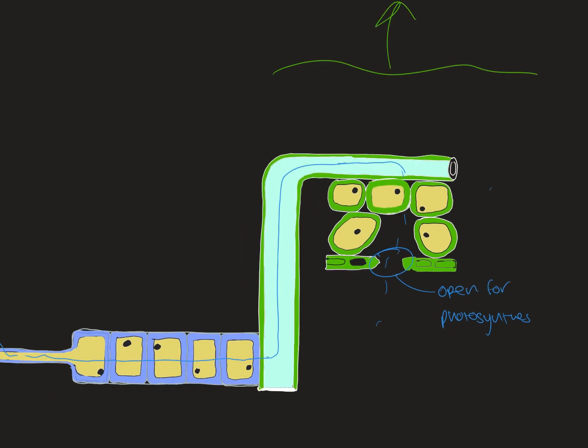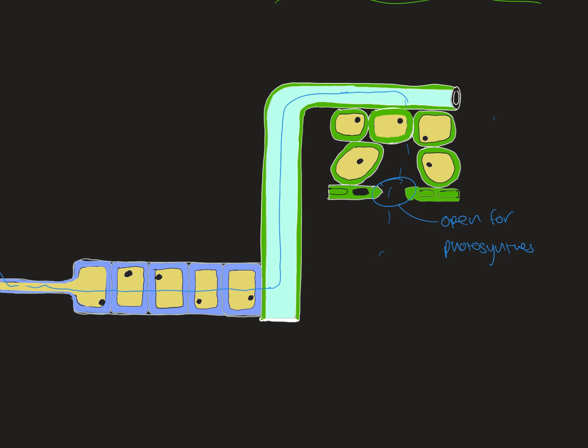So, how exactly does water move up the leaf? Water has cohesive properties and high surface tension.